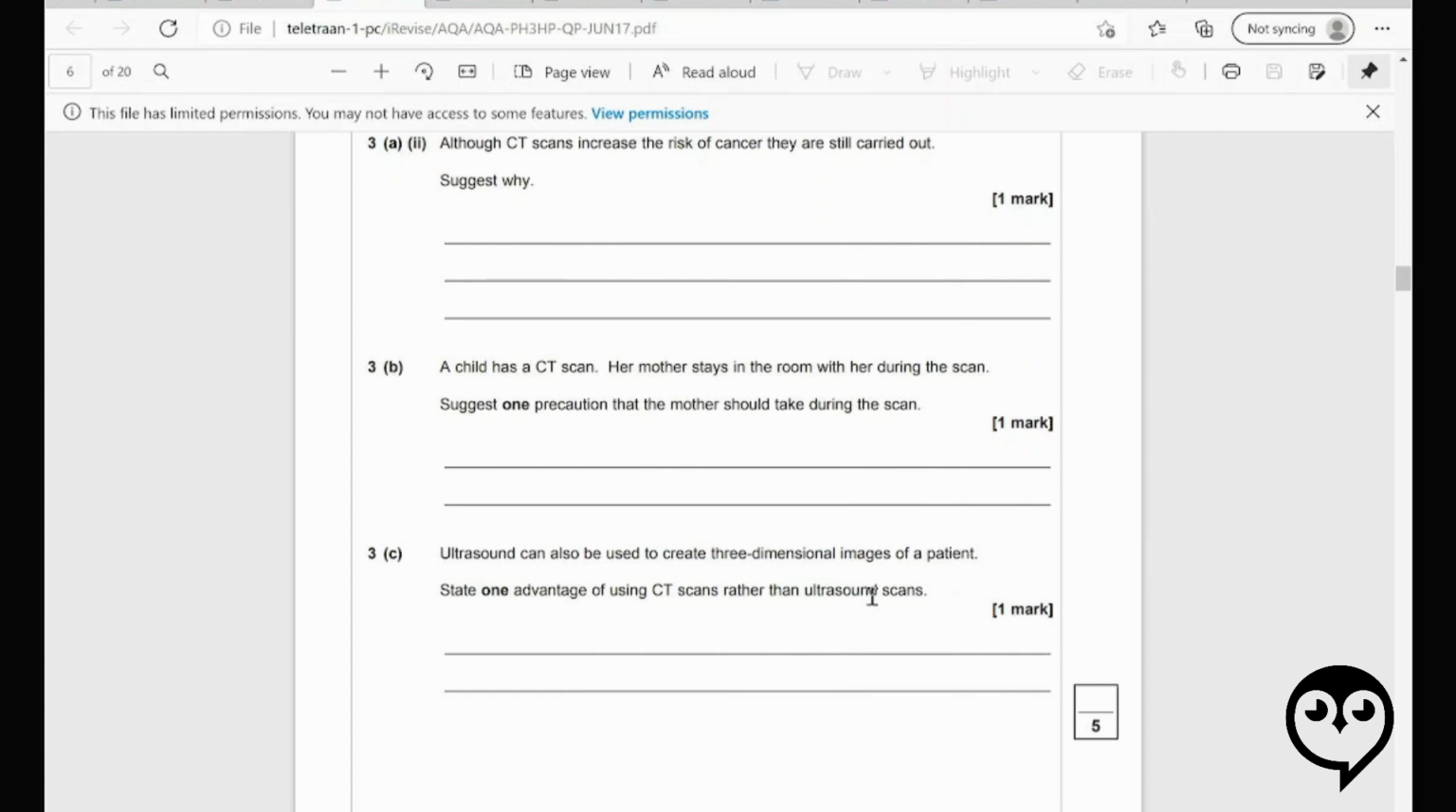If there's no difference in the density of the tissue, I'm wondering if those sound waves will reflect and give you a good scan. I'm wondering what they say on this one.